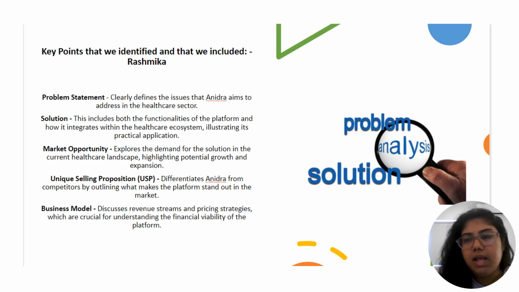Here are the key elements: problem statement, which identifies the healthcare issues that Anidra aims to address. Solution describes the platform's features and how it integrates with the healthcare ecosystem. Market opportunity analyzes the demand for the solution and its potential for growth. USP, unique selling proposition, highlights what sets Anidra apart from competitors. Business model finally explains revenue streams and pricing strategies to demonstrate financial viability.